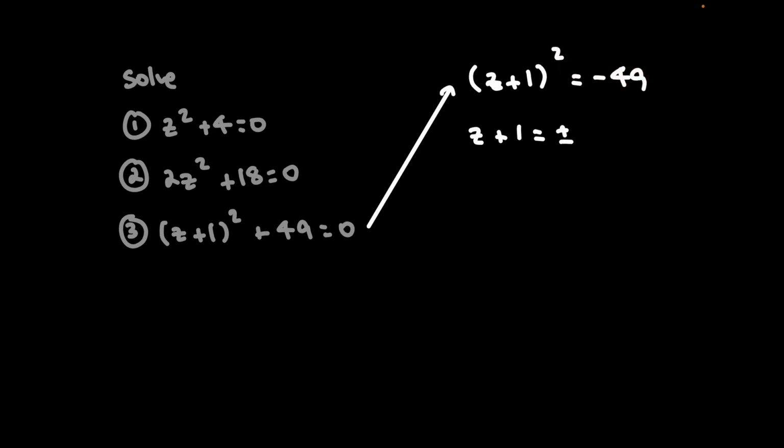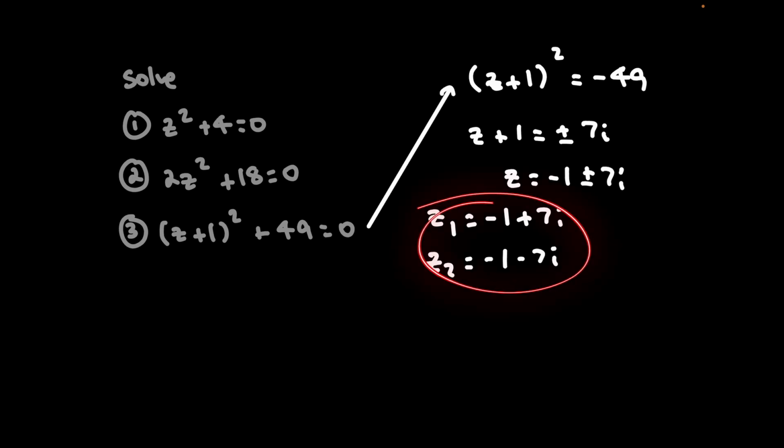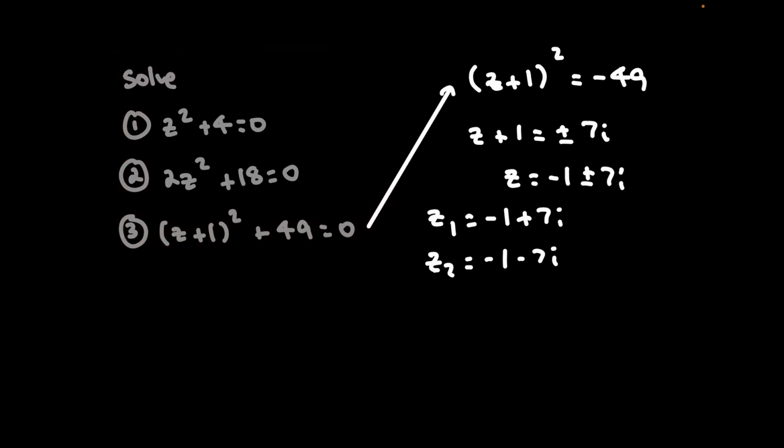Well, the square root of 49 is simply plus or minus 7, but then because we're square rooting the negative of 49, we can simply add an i. So now if we want to solve for z, we can minus 1 from both sides, so we get negative 1 plus or minus 7i. So our two solutions are z1 equals negative 1 plus 7i, and the second solution, z2, is negative 1 take 7i. And that is how you solve these equations over the complex plane.